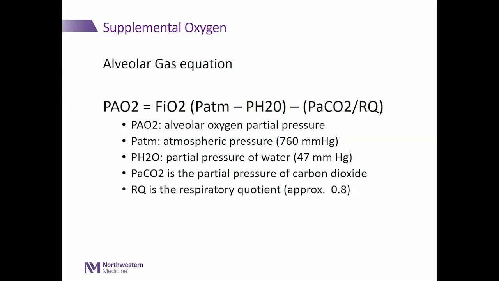So again, part of the physiology: how do we decide that oxygen in these patients will be needed? This is just a quick overview of our alveolar gas equation. As you can see, this tells us how much oxygen is available in the alveoli for absorption by the blood. This is a function of FiO2, atmospheric pressure, partial pressure of water, and PCO2, and then the respiratory quotient, which is approximately 0.8 in most people.